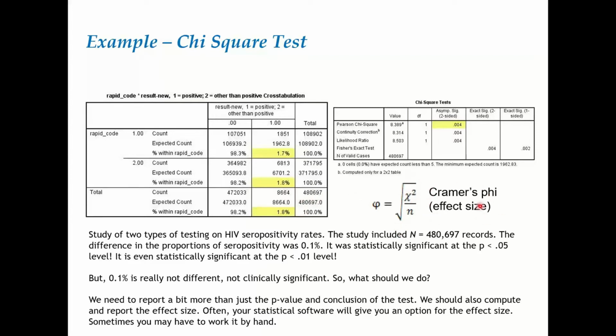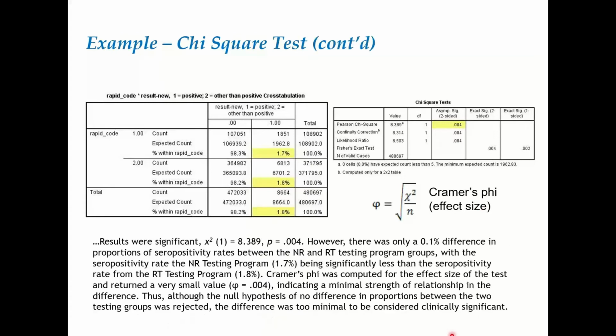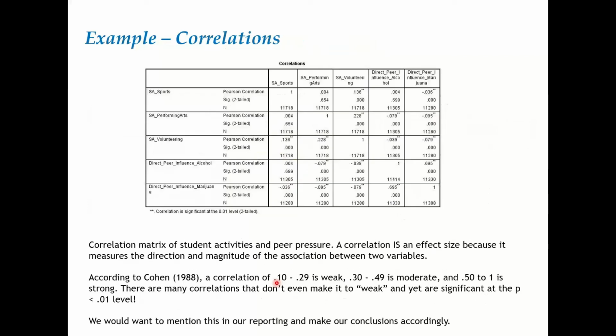Okay. So let's see what we did when we did the calculations on it. Here it is. Cramer's phi was 0.004. If you look at Cohen's criteria, or basically you can just look at that and say that's very small. So what it's saying is that there was a statistical difference. It was statistically significant, but the effect was very small. So I'm going to report both in my reporting because it's important. You can't just go, oh, hey, yay, I got significance, and then ignore what you really found.